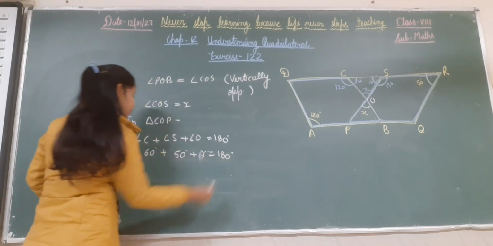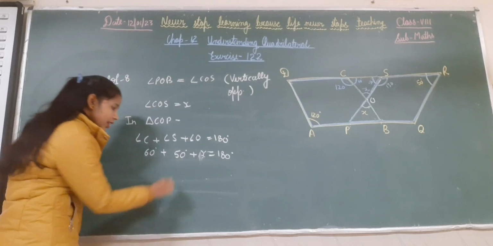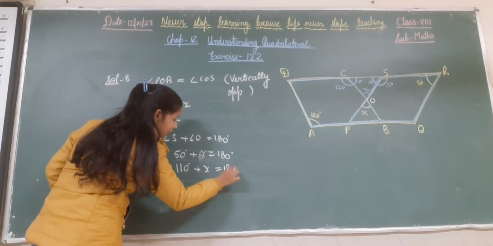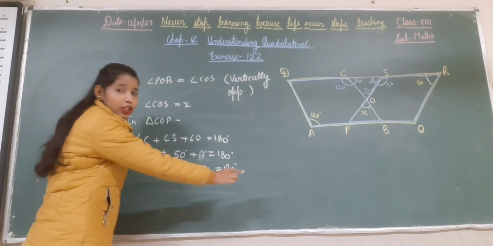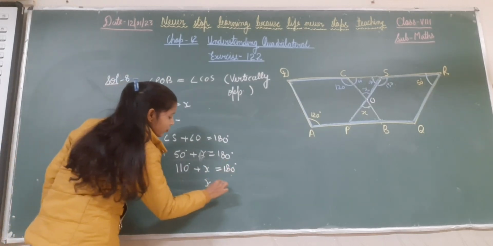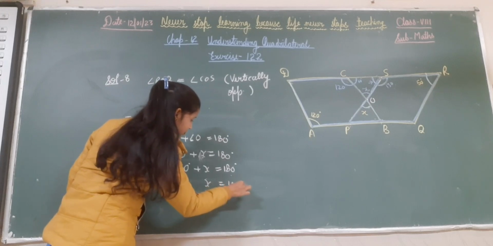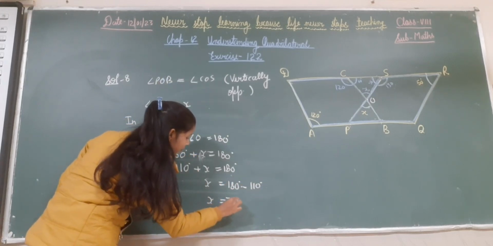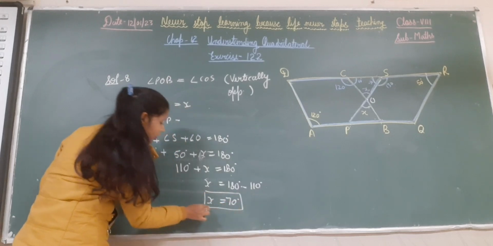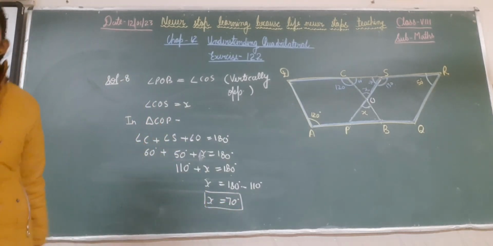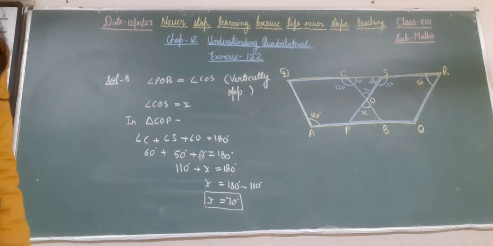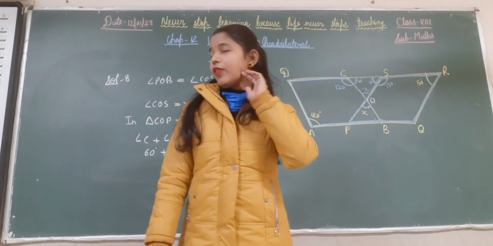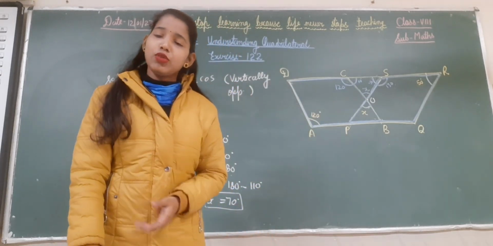Value of x. So 50 plus 60 is 110. So it will be 110 plus x is equal to 180 degree. Now we will transpose 110 to right hand side. So it will become 180 minus 110. So x is equal to 70 degree. So this will be the answer. Okay, so what is the value of x, class? 70 degree. It's very easy, right class 8? If you know all the properties of parallelogram, then you can do any question.